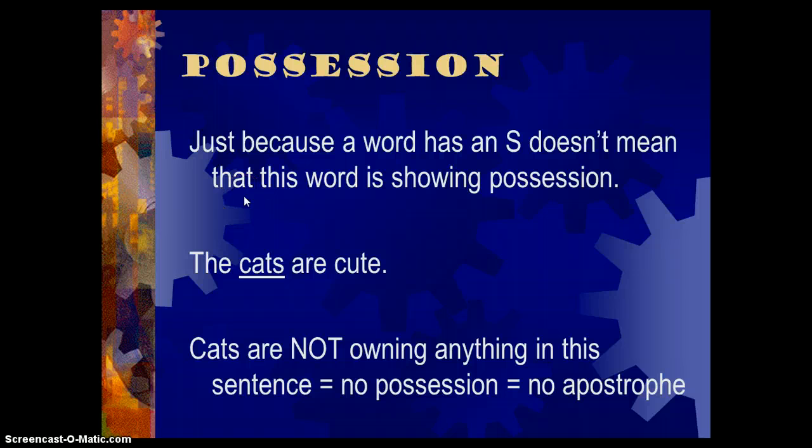Okay, for possession here, just because a word has an S, it doesn't mean that that word is showing possession. So let's put an example here. The cats, oh look, there's an S. The cats are cute. But are the cats owning something? The cats are not owning something. If they were owning something, it would have to be the very next word right here. So are the cats owning are? No, they're not. The cats are not owning anything in this sentence. So just because there's an S does not mean that it is showing possession or ownership. Okay? So please check to make sure if there is possession. If there is no possession, if they're not owning anything, then there is absolutely no apostrophe needed.